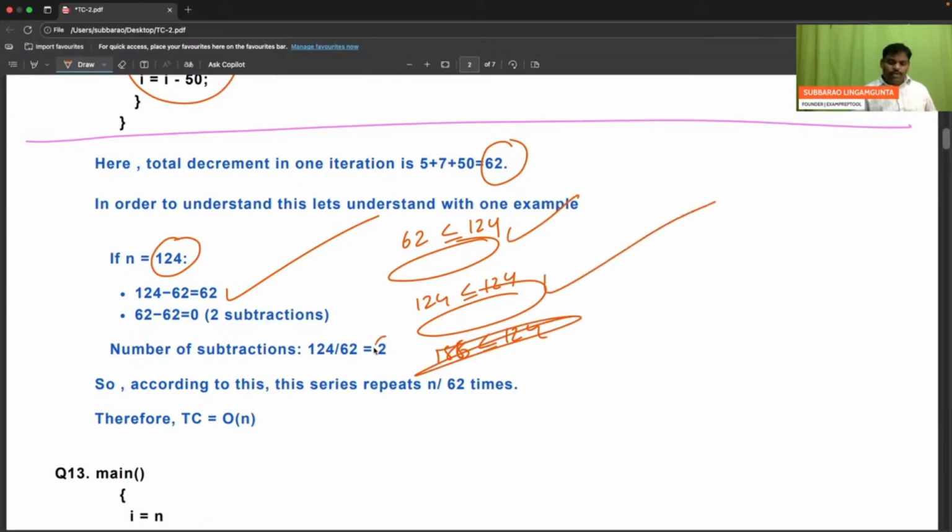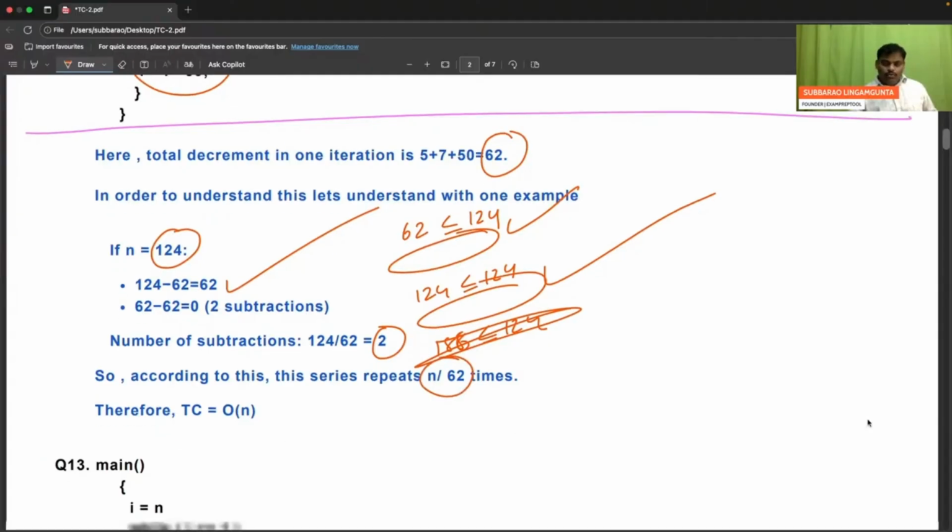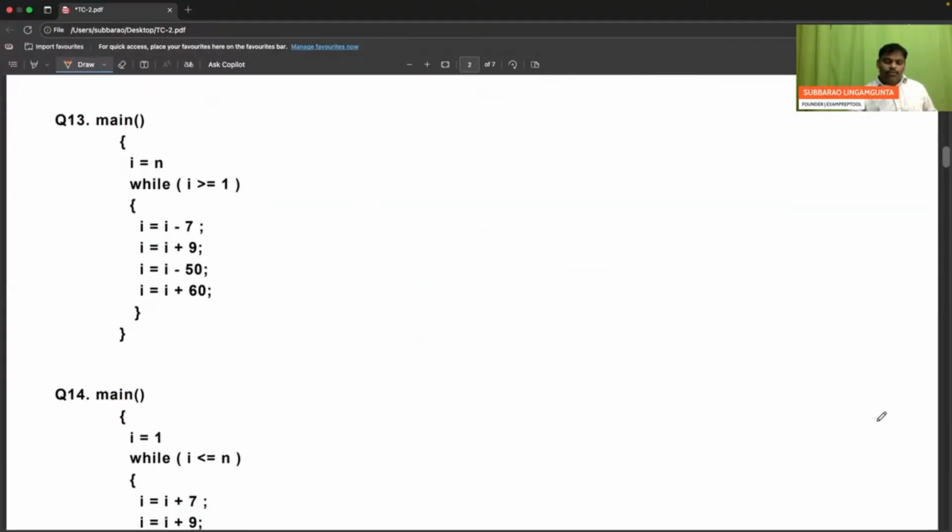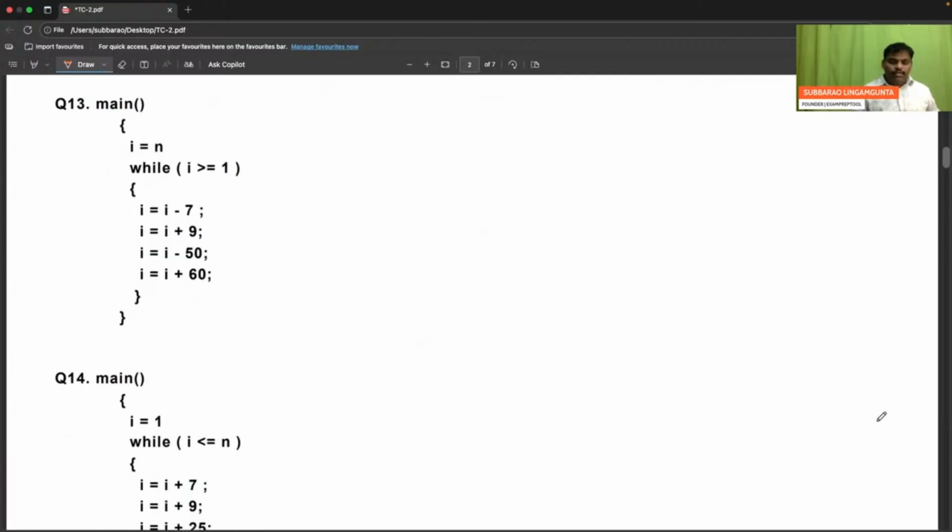So same answer. So time complexity is actually n by 62, which is nothing but a big O of n. Okay, question number 12 also completed. Can you go to question number 13? See the question number 13. Everyone understand?